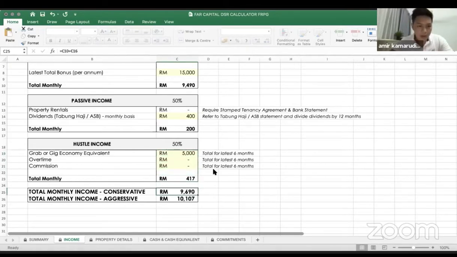So dekat sini kita akan nampak dua benda. One is conservative total monthly income. And conservative means that kita tengok bank, ada certain bank yang dia punya risk tolerance is quite low.